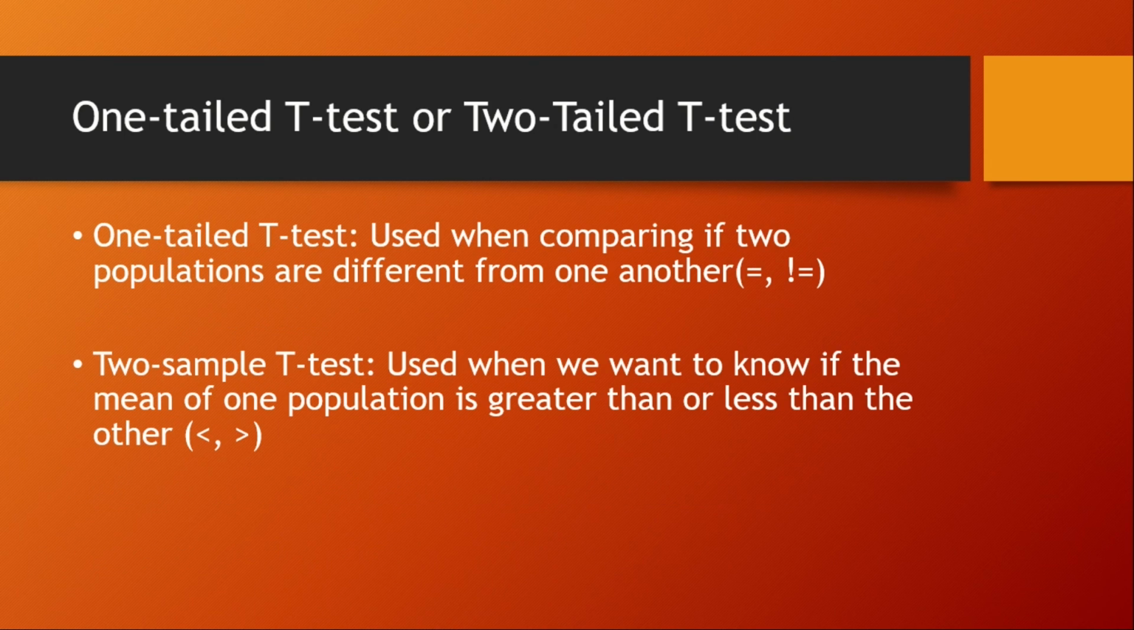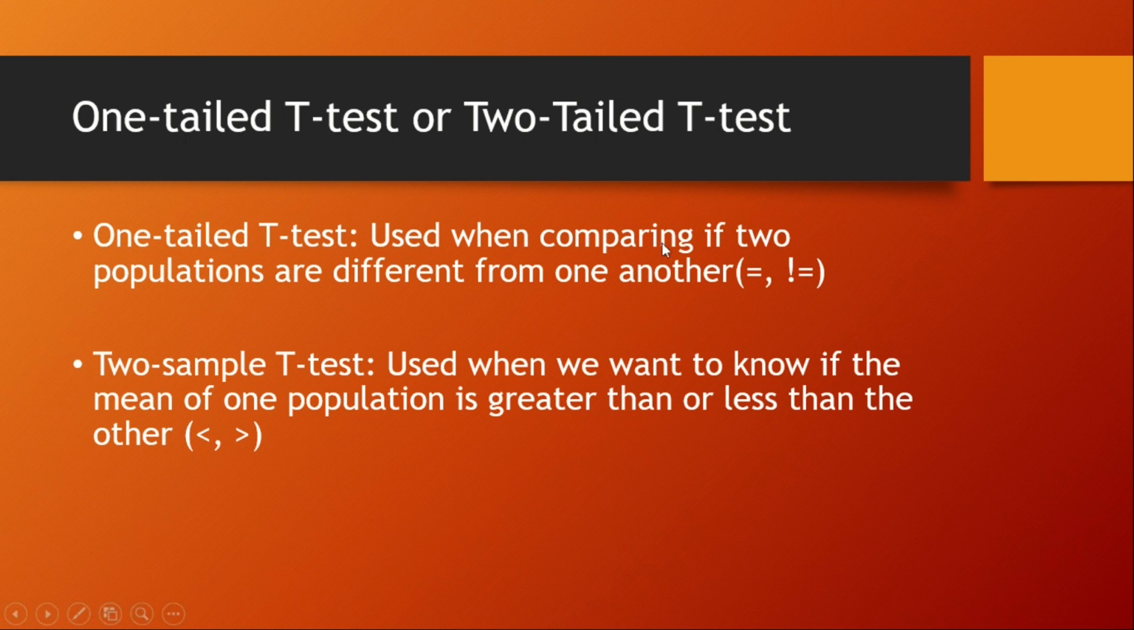Finally, we have one-tailed t-test and two-tailed t-test. So what is a one-tailed t-test? It is used when comparing if two populations are different from one another. So you have two populations, you want to compare if the means are the same. Okay? So under two sample t-test, it is used when we want to know if the mean of one population is greater than the mean of the other, or even if it is less than the mean of the other.